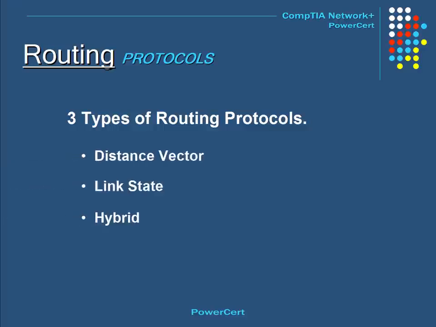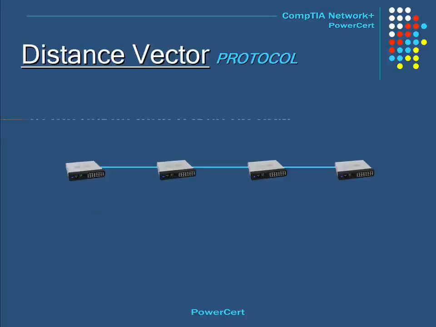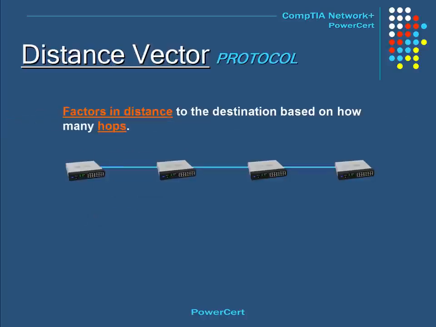Now there are three different types of routing protocols. There's distance vector, link state, and hybrid. Distance vector protocols factor in distance to the destination based on how many hops. A hop refers to how many routers a data packet has to go through to reach its destination. For example, for data to travel between these two end routers here, it would take 3 hops: 1, 2, and 3.